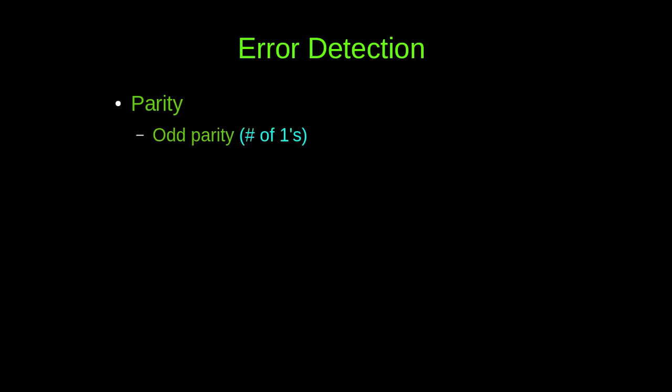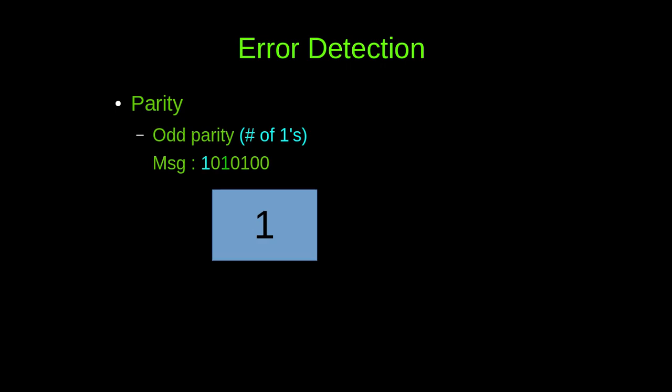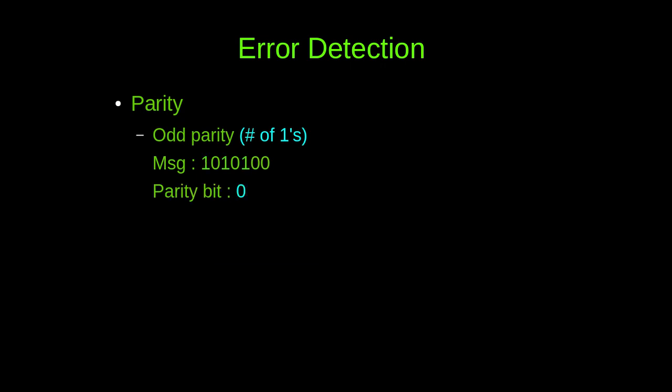Odd parity, number of ones in a message. Let's say this is my message: 1 0 1 0 1 0 0. How many ones do I have in my message? 1, 2, 3. If I'm using odd parity, that's good. I'm not going to add anything. On my odd 3, my parity bit will be 0.